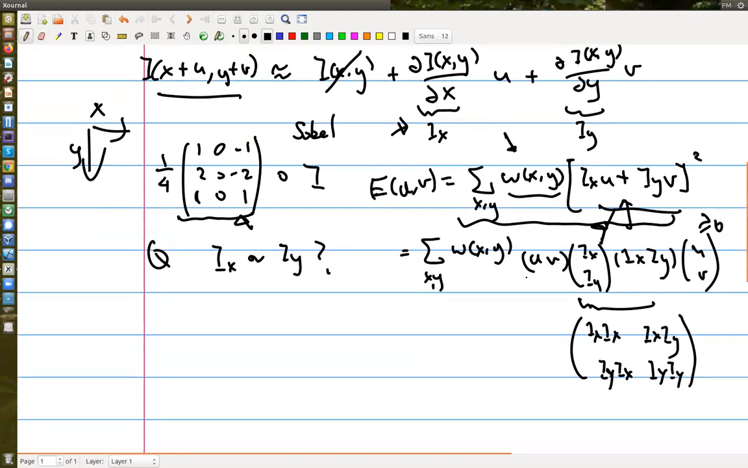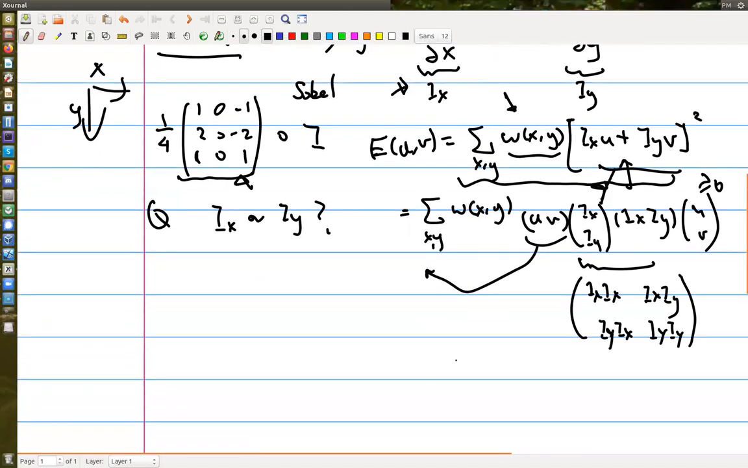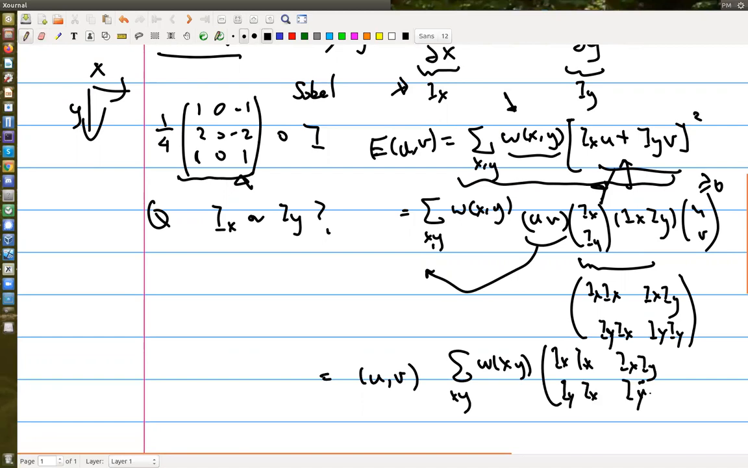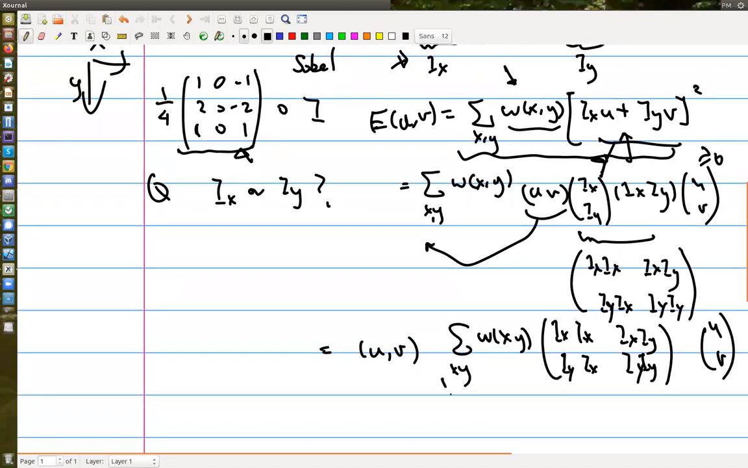And then I can have u and v pull out as well. So I can pull outside the summation here, and so I will have something like this. I will have u and v, sum over x and y, w(x,y) times the matrix [Ix Ix, Ix Iy; Ix Iy, Iy Iy], and then u and v here. So this matrix here, let me just call it M.